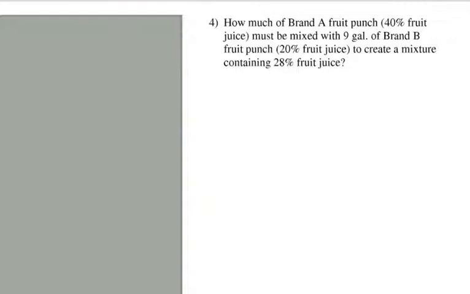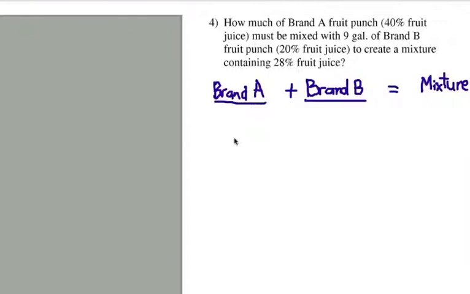Number 4, how much of brand A fruit punch, which is 40% fruit juice, must be mixed with 9 gallons of brand B fruit punch, 20% fruit juice, if we want to create a mixture containing 28% fruit juice? All right, set it up and come on back, I'll show you how. I hope you gave that a try. Now let's see how we set this up.